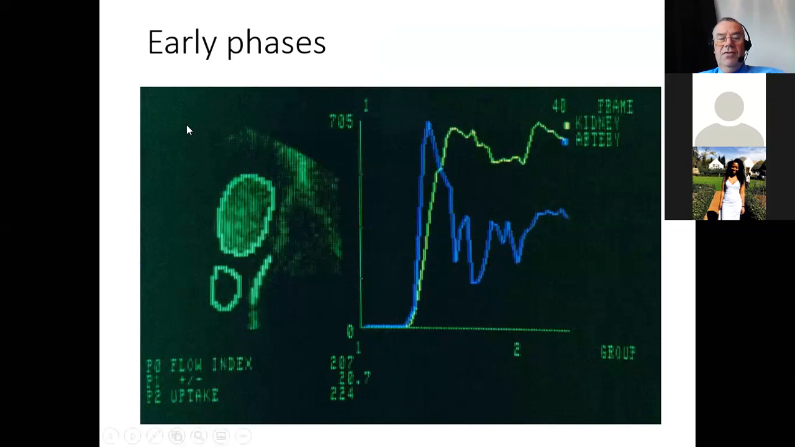So here we have it actually in reality. This is the region of interest in the transplant. This is the iliac artery. This is the background. And you can see here the artery curve goes up and down. And here you can see the kidney. And the ratio is 2:1, which gives us a perfusion index of 207.